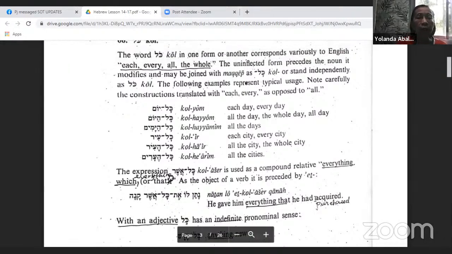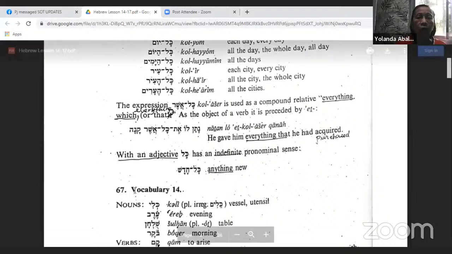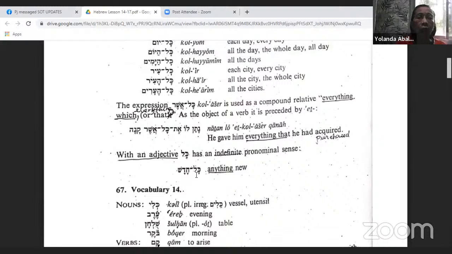Then we have the adjective kol in an indefinite pronominal sense. We have kol hadash. Kol means anything and everything and all. Hadash means new. So kol hadash means anything new. We can also say all things new.